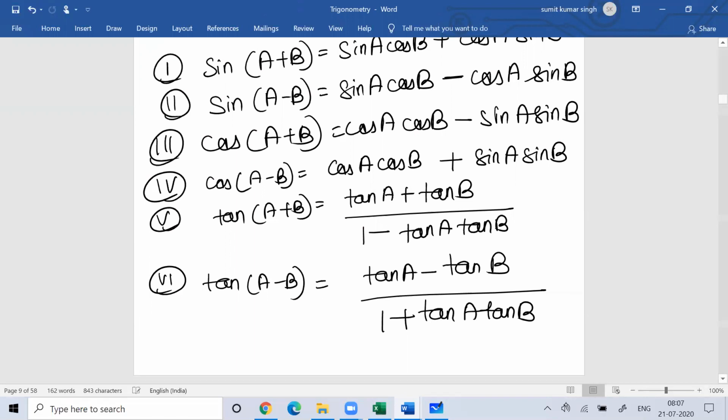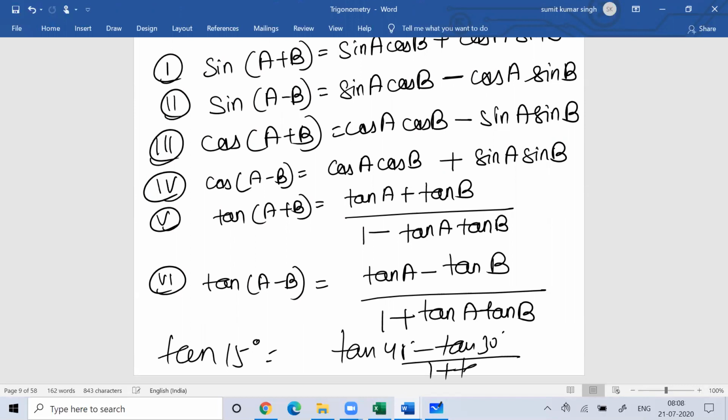So when I ask you what is tan 15 degree, it is tan of 45 minus 30. Then that would be tan 45 minus tan 30 divided by 1 plus tan 45 into tan 30. Tan 45 is 1, tan 30 is 1 by root 3, divided by 1 plus 1 by root 3. You solve it, you get the answer. So formulas are very important. If we know that, we can do it very easily.